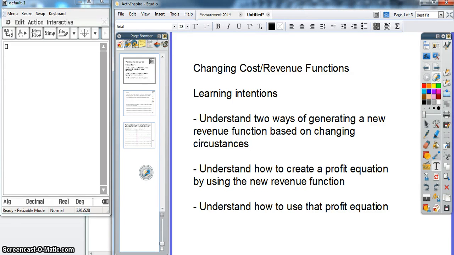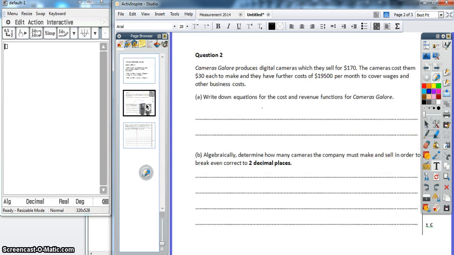Hi, this is a short video on changing cost and revenue functions. We're going to base this on question 2 out of the 2014 Algebraic Models test. Our learning intentions here are to understand two ways of generating a new revenue function based on changing circumstances, to understand how to create a profit equation by using the new revenue function, and understand how to use that profit equation. So we're going to start off here.